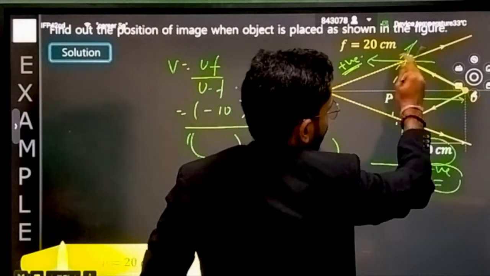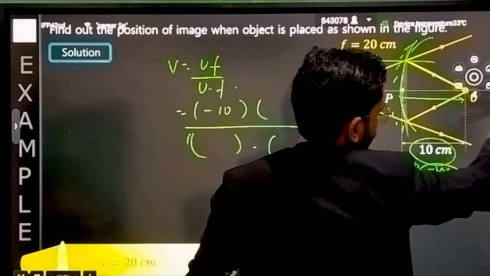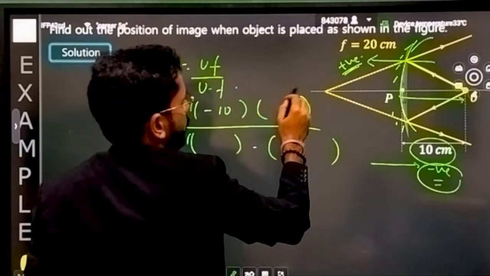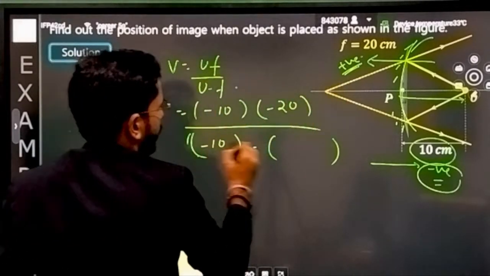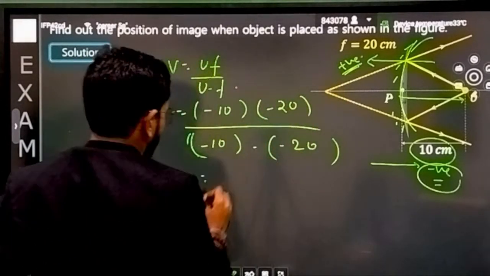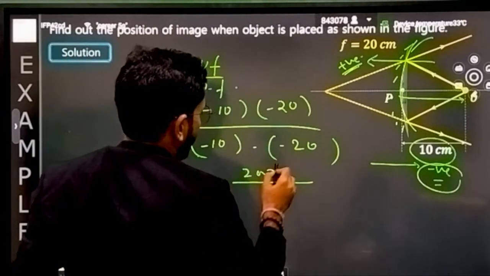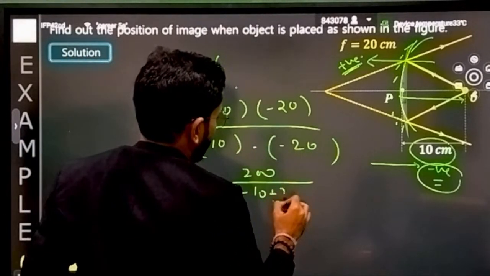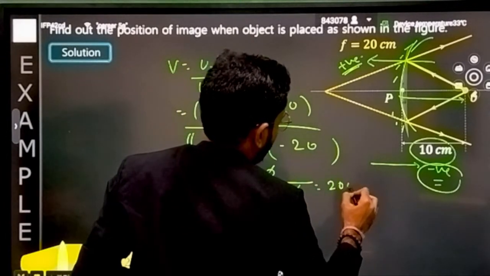Focal length is also going to be negative because of this kind of shape you are having. That means the center is going to lie on the right side. That means focal length is also negative. Focal length is minus of 20, here minus of 10, minus of 20. So what will be the result that you will be getting? Here it will become 200 divided by minus of 10 plus of 20. That means here it will become 10. It will cancel. The answer will be coming 20 centimeter.